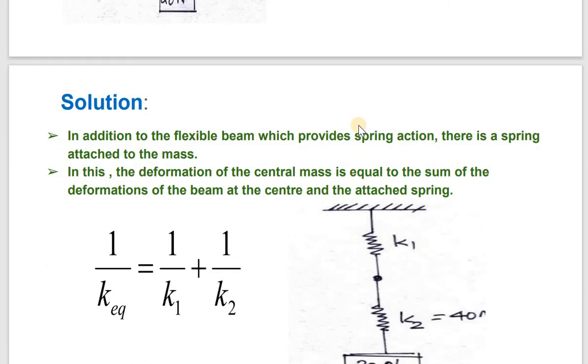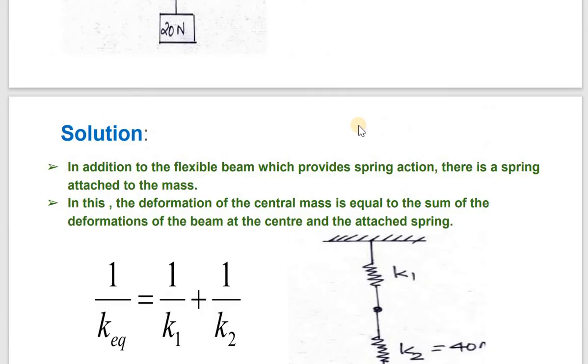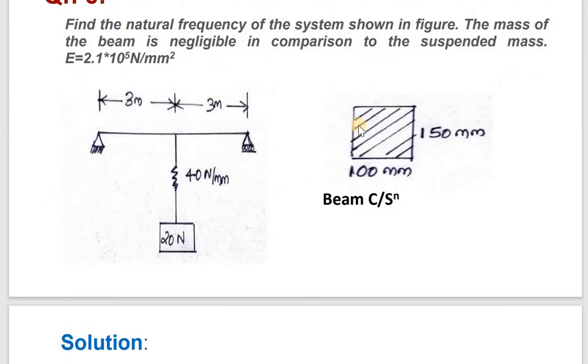Now here is one more question we can look at. This will be the last question. Here, find the natural frequency of the system. The mass of the beam is negligible in comparison. So here you can see a beam is there, then a spring is attached to it and a mass is here. The cross section of the beam is given.